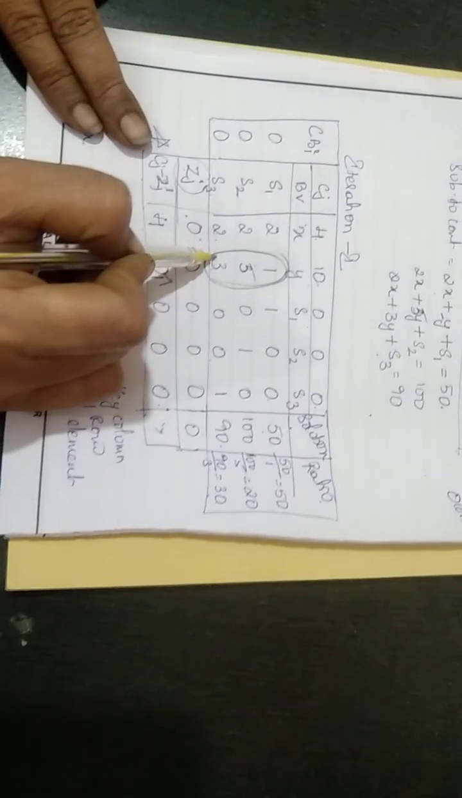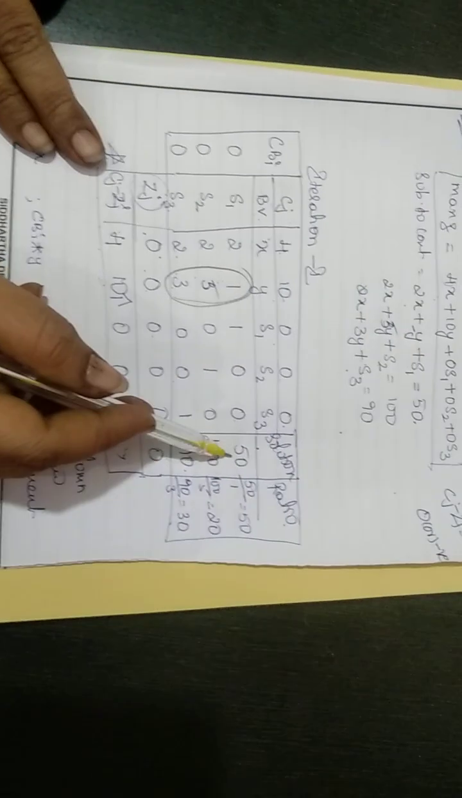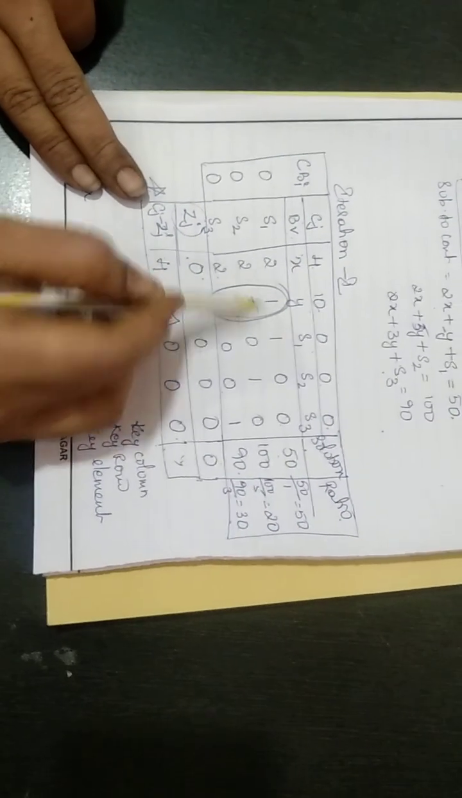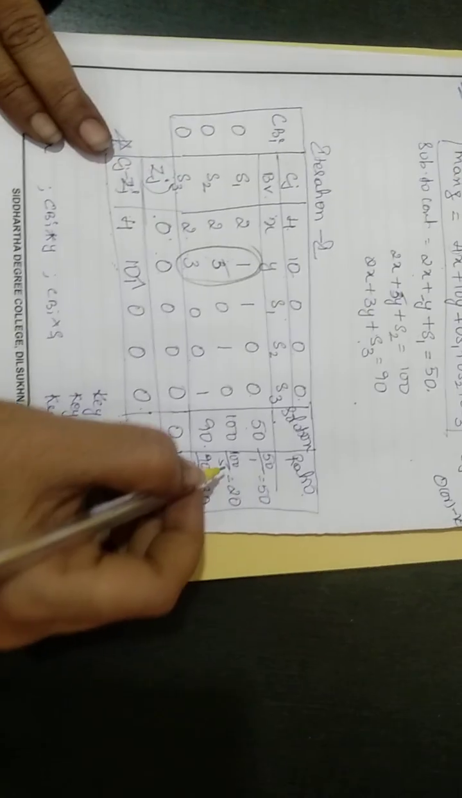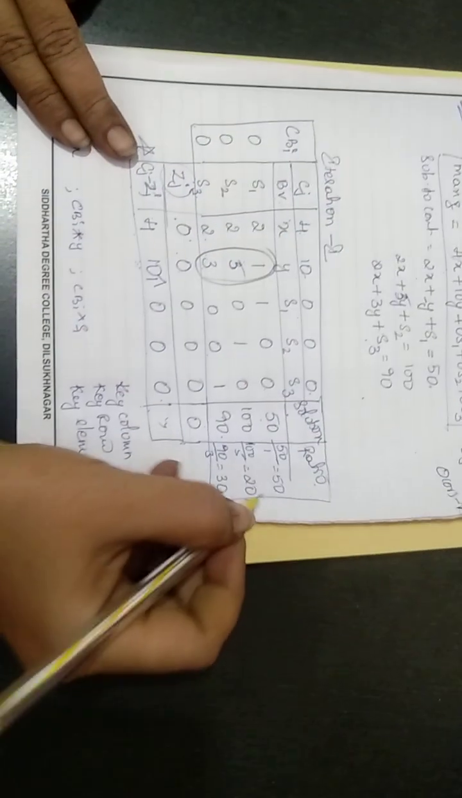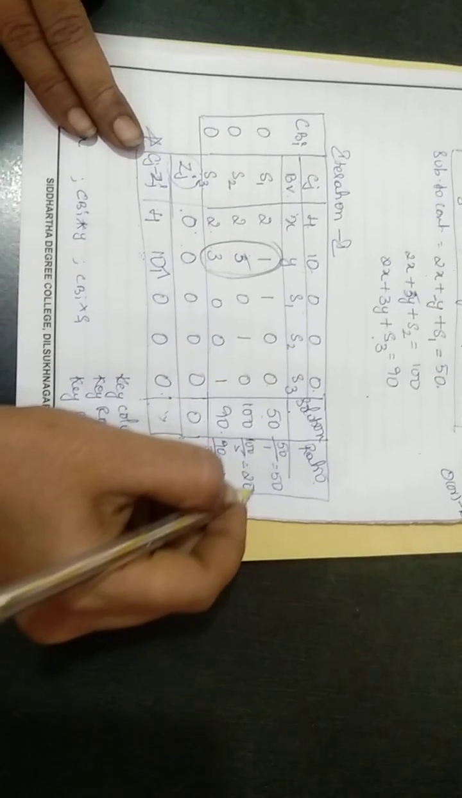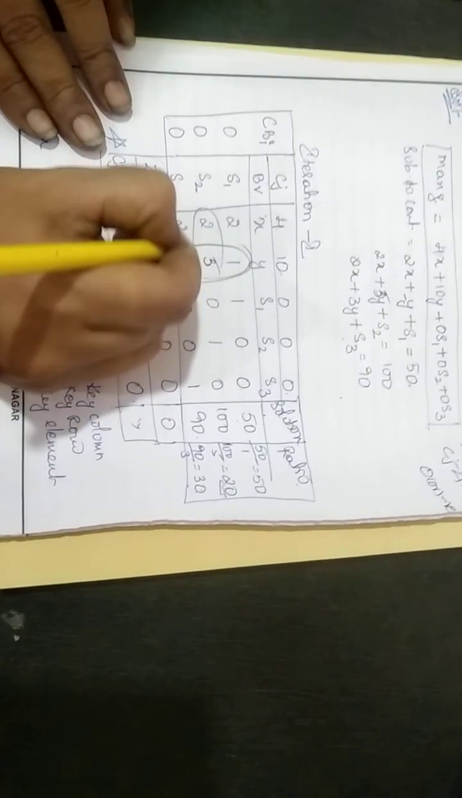So once I select this column, taking these values parallelly, I'm going to divide my solution values with my column values, whatever I have selected. So that's how 50 divided by 1, 100 divided by 5, and 90 divided by 3. Now in Cj minus Zj, I picked up a maximum value. To the opposite, I'm going to pick up among these three solutions the minimum value. So 50, 20, 30, among these the minimum value is 20. So that's how this row is going to become my key row.